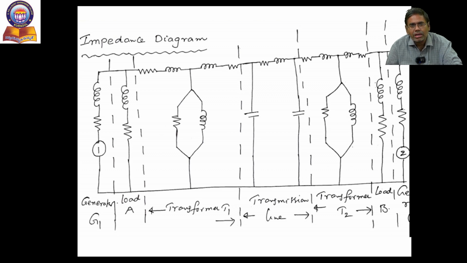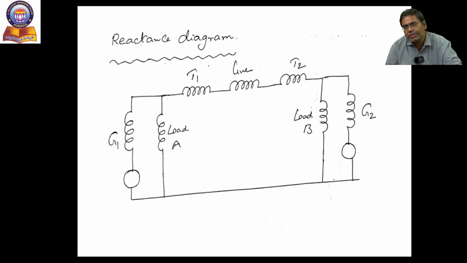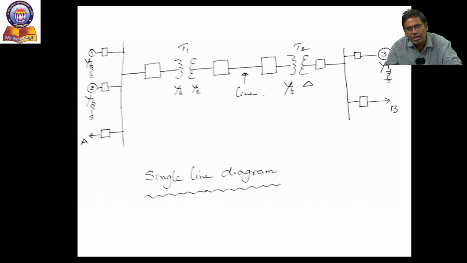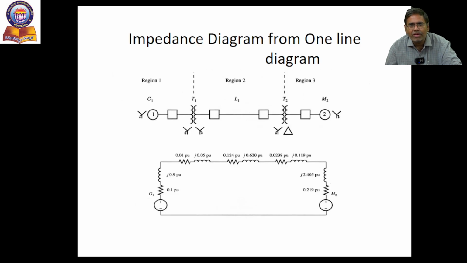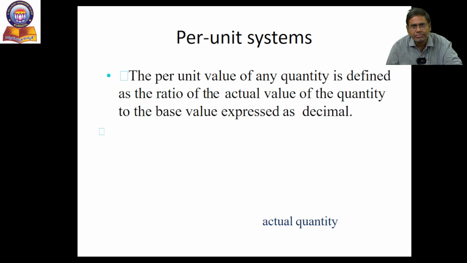This is another example that can be converted into an impedance diagram, and the impedance diagram is converted by simplification into a reactance diagram. This is one more single line diagram, making some assumptions while drawing the impedance diagram, and finally drawing the reactance diagram. The first important topic is what the impedance diagram is, what the single line diagram is, how the single line diagram is represented, how it can be converted into an impedance diagram, and finally how the impedance diagram is converted into the reactance diagram.